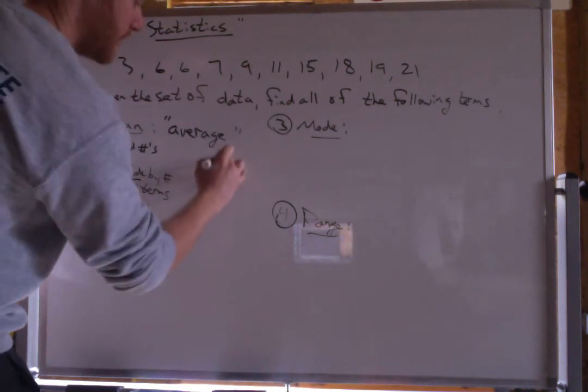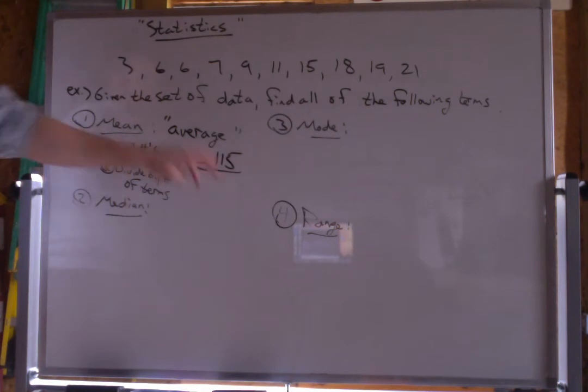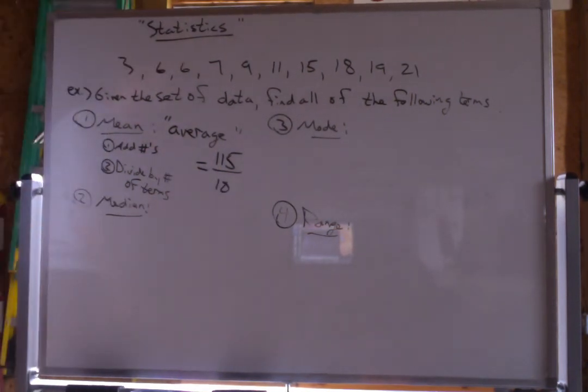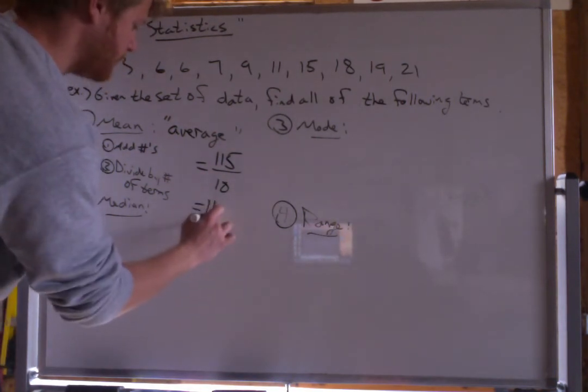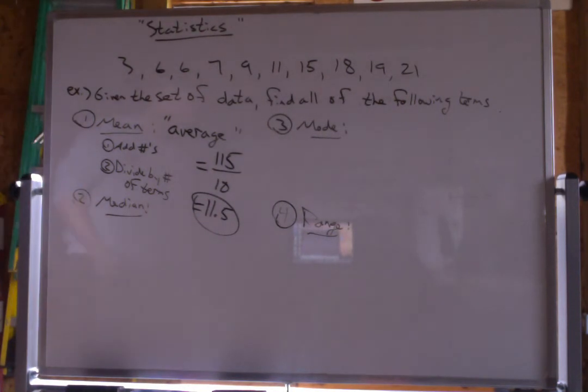You can try it, check me, let me know if I did something stupid. The sum is 115, and since there are 10 of them, I'm going to divide that number by 10. If I divide 115 by 10, I get an average, or a mean, of 11.5. Not too terribly difficult of a calculation, and hopefully a review of something you've done in the past.